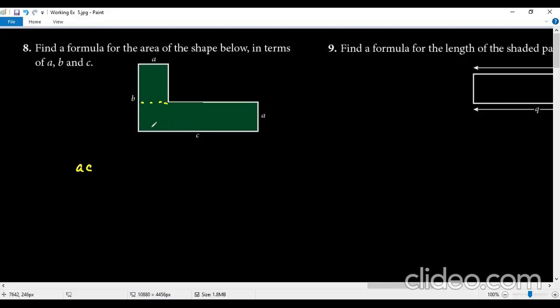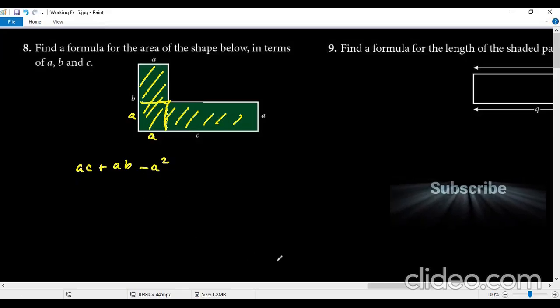And plus you multiply A times B. A times B is this one. So this is A times B. From this whole thing, you have added this to get AC plus AB. Now you have to subtract this part, which is this one. So this is A and this is also A. So you have to subtract minus A square. So this is going to be giving you a formula to find the area of the shaded part.